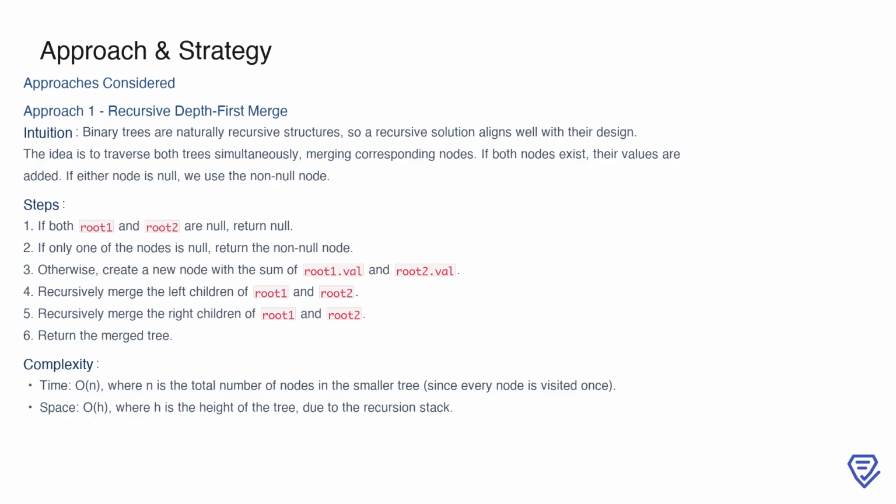From a complexity perspective, this approach is efficient. The time complexity is O(n), where n is the number of nodes in the smaller tree, as we visit each node exactly once. The space complexity is O(H), where H is the height of the tree, due to the recursion stack. This makes the recursive approach both efficient and well-suited to the problem structure.